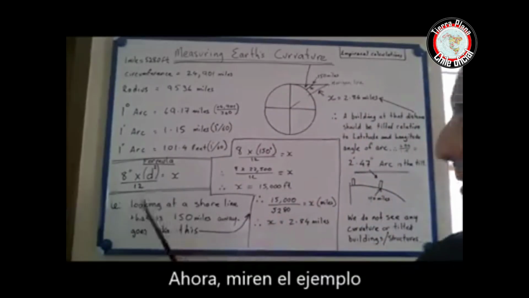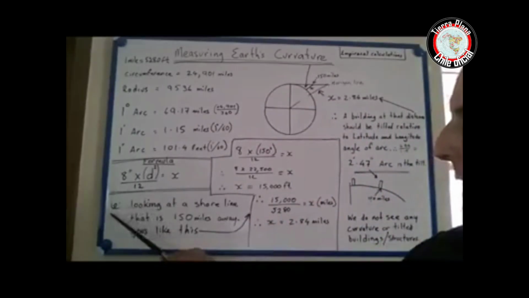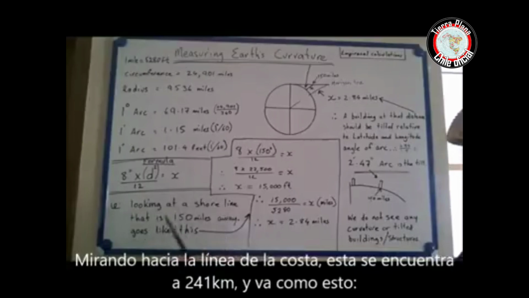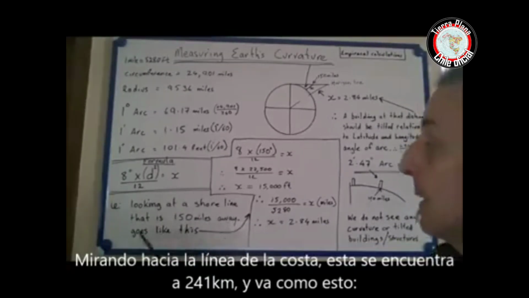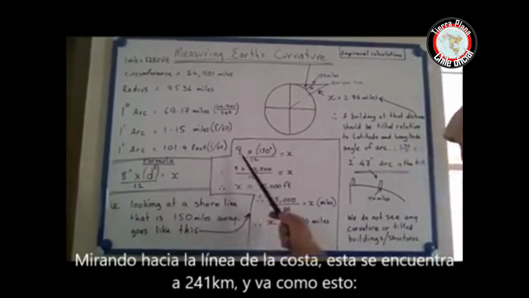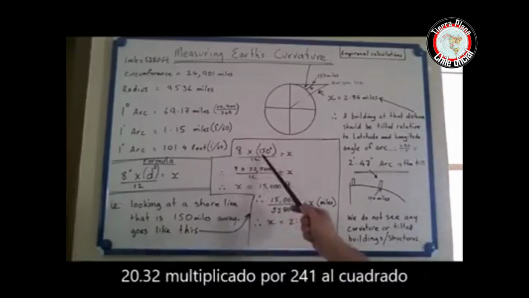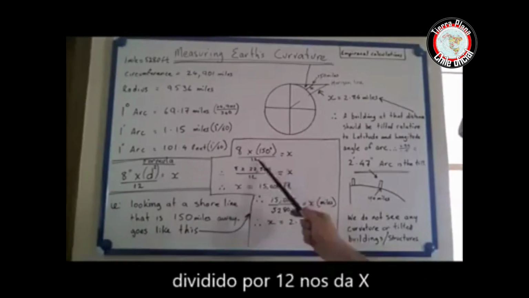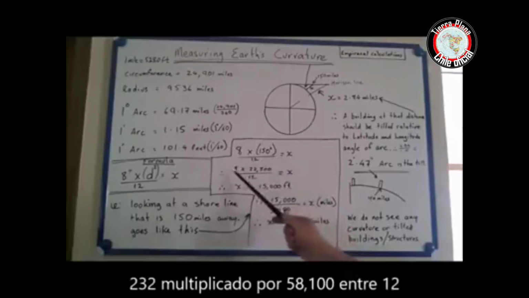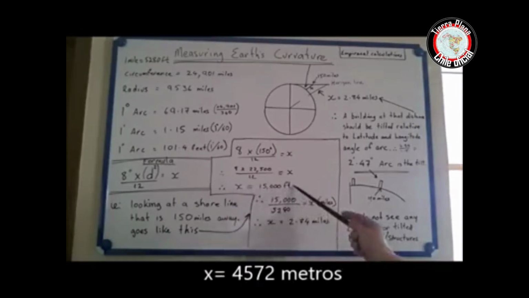So looking at the example, looking at a shoreline that is 150 miles away, it goes like this. 8 multiplied by 150 squared divided by 12 equals x. 8 multiplied by 22,500 divided by 12, x equals 15,000 feet.